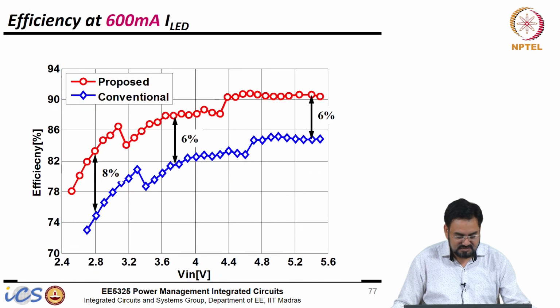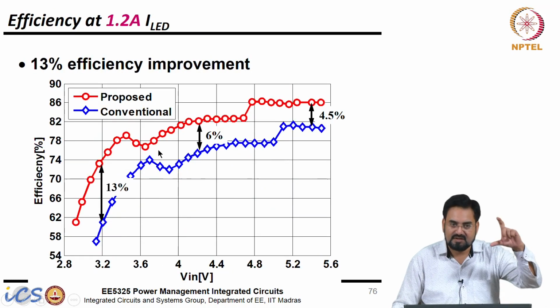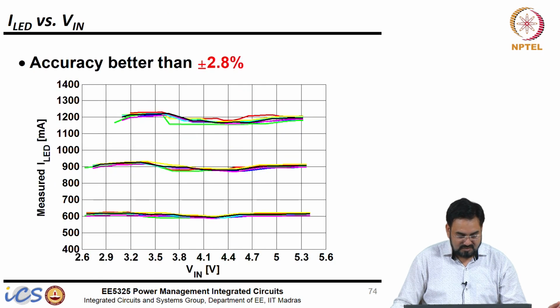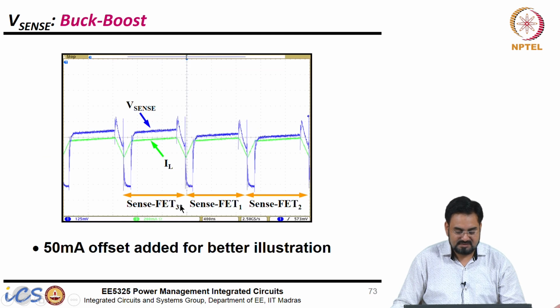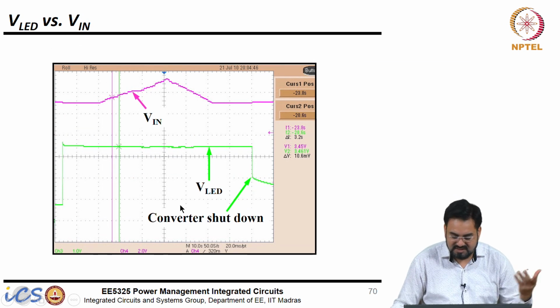I think the main thing I want to show here is the improvement in efficiency, because we do not have that current source. You can see at 3.2 volt, when we are mostly in the boost mode, 13%, and in the buck mode, 6%. So, 4.5 to 13% improvement in efficiency you are getting. Okay, this is accuracy of plus or minus 2.8% at different current levels. Most of the time the accuracy requirement is less than 5% or so, so it is within the range.